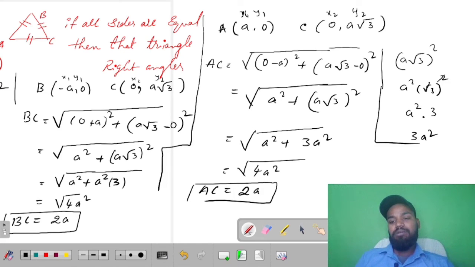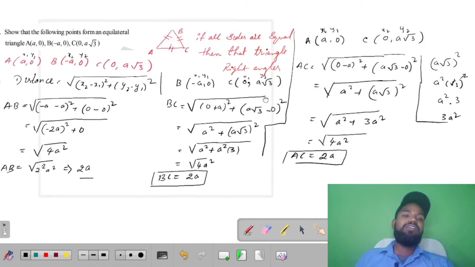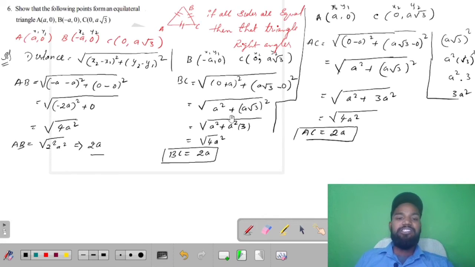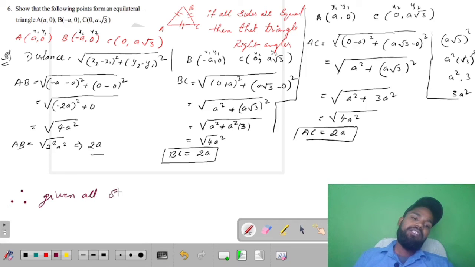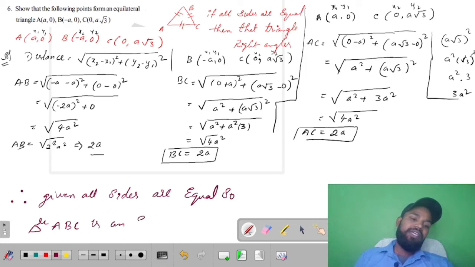So let us sum up the problem. If all three sides are equal, then what do we say? If the three sides are equal, then the triangle is said to be an equilateral triangle. The condition is satisfied or not? Yes. So we give the conclusion that, given all sides are equal, triangle ABC is an equilateral triangle.